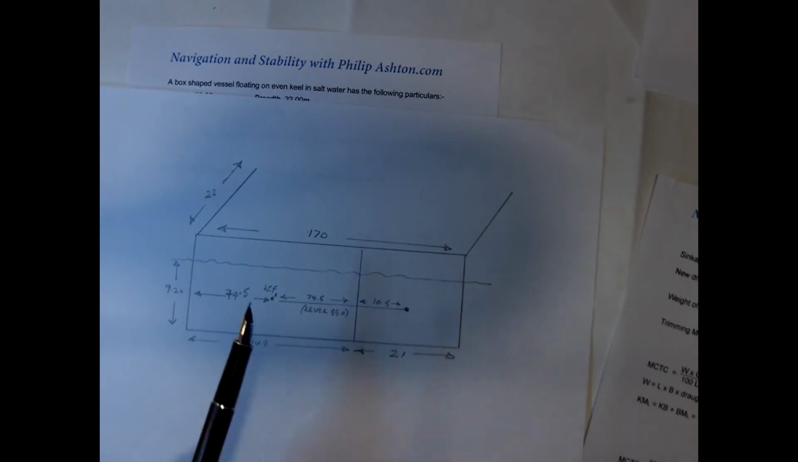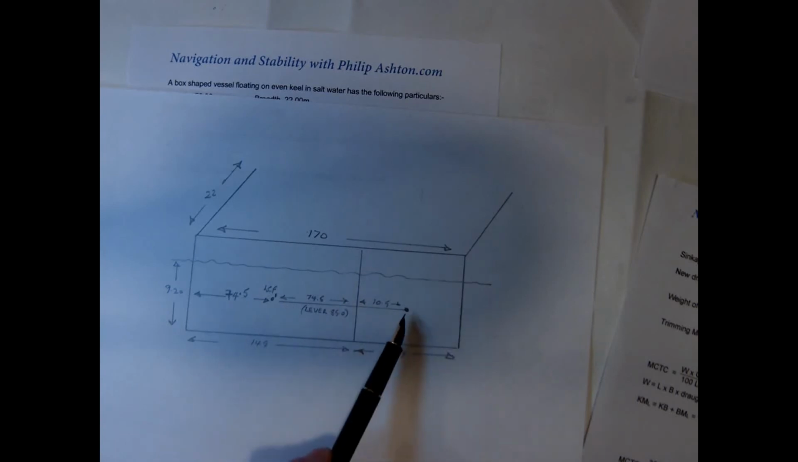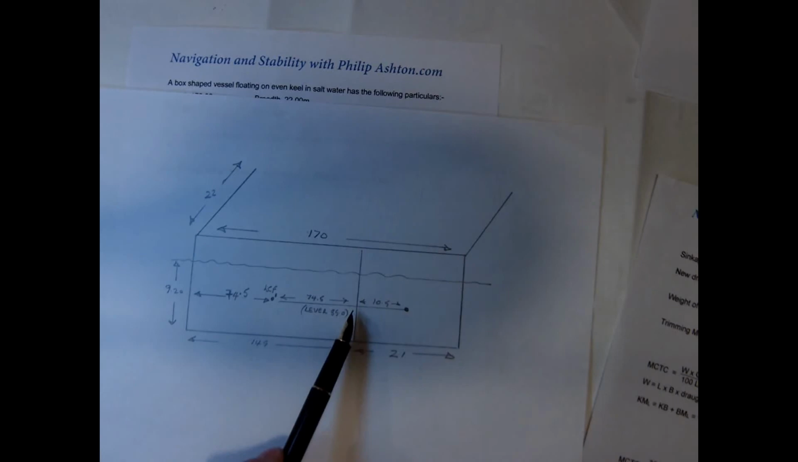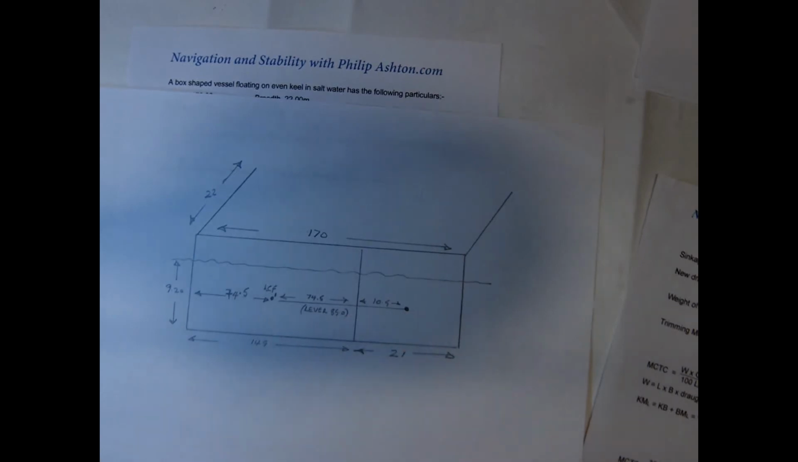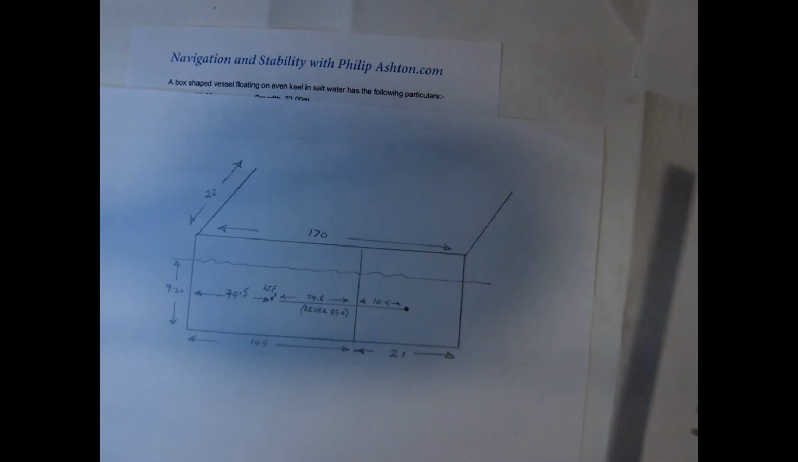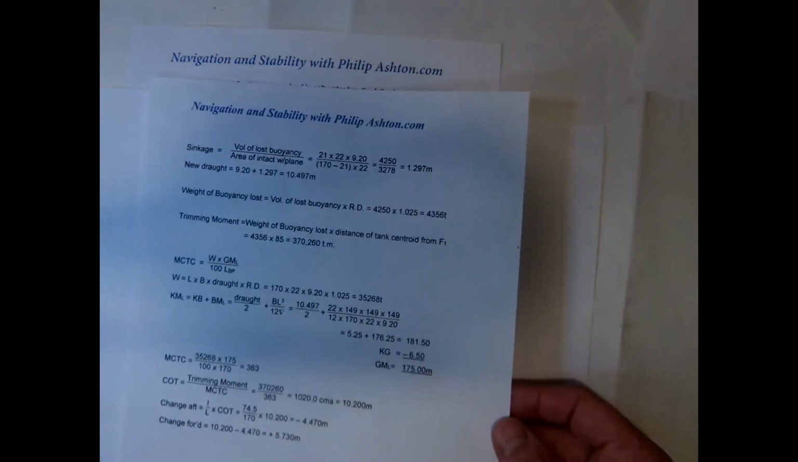The trim lever is from the centre of flotation, the new centre of flotation obviously, to the centre of the bilge compartment. So from here to here is 74.5 plus 10.5 will give us our lever of 85. So two important things there. What's the LCF and what's the lever? Now let's look at the problem.